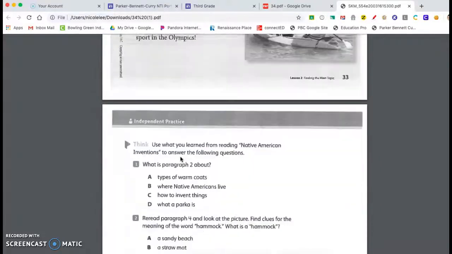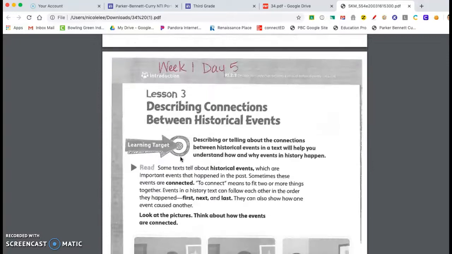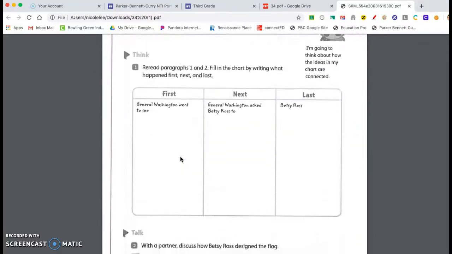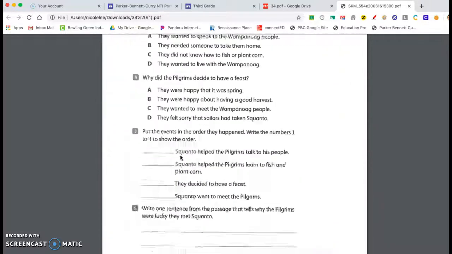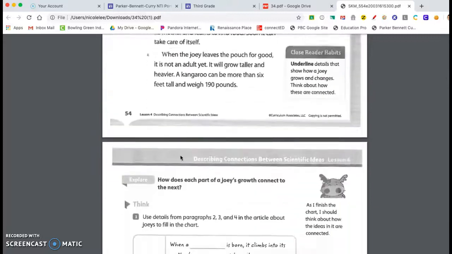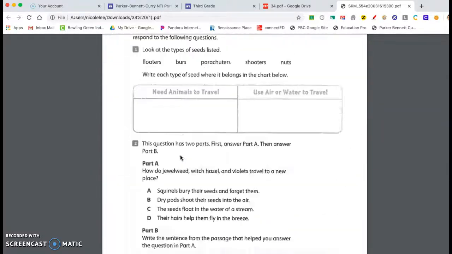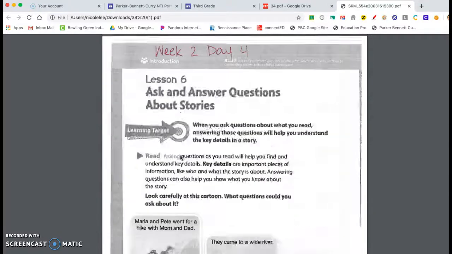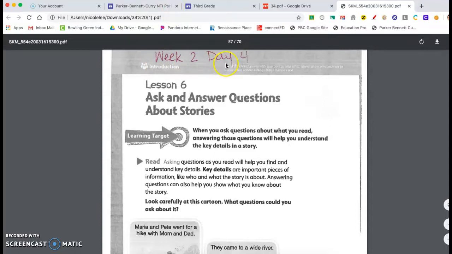I thought I had it pulled up, but I'm scrolling down. You'll be flipping your pages. Once you're at the week 2 packet, open it up and flip your pages until you get to week 2, day 4. Let me see. Sorry about that. Okay. Here we are. Lesson 6. At the top it says week 2, day 4.